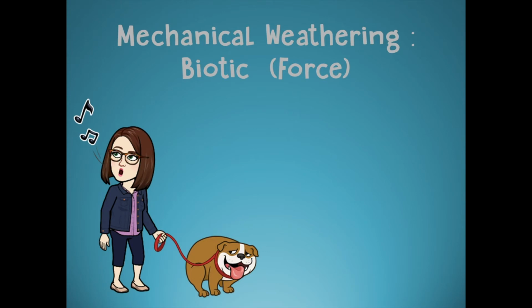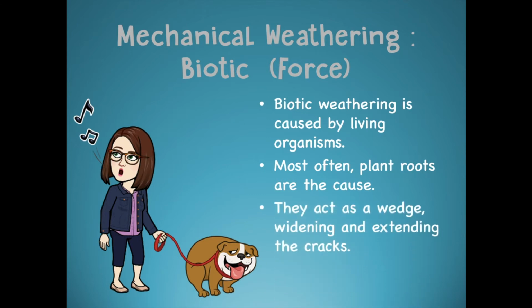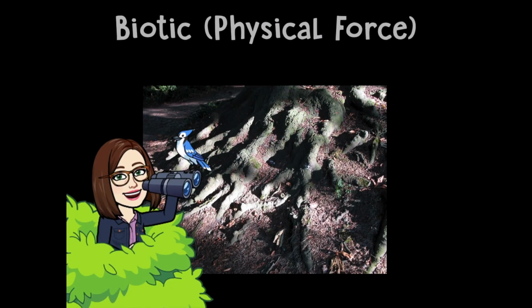Another mechanical weathering we're going to discuss is biotic. Biotic weathering is caused by, you guessed it, living organisms. Most often, we see this in the form of vegetation. Plant roots are the big cause of the problem. They act as a wedge, widening and extending the cracks in rocks. Digging animals can also cause weathering. So an example of biotic weathering, here we see the tree roots.